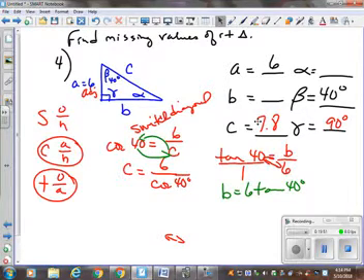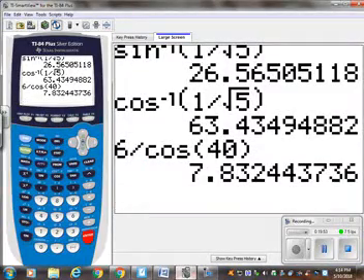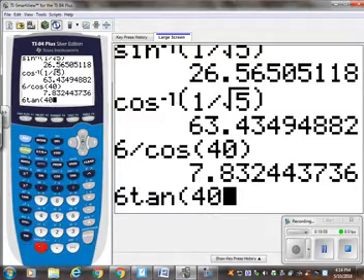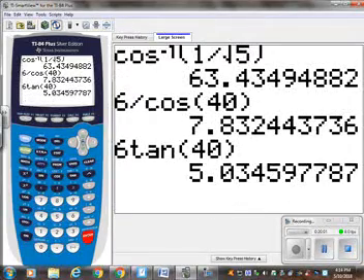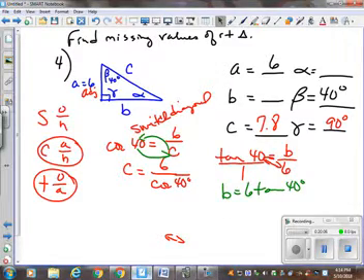So let's look at that. 6 tangent of 40 comes out to be 5.0. 5.0, and yes, you do have to write that 0 because side measurements are rounded to 1 decimal place and angles to whole numbers. So now let's look at, is there any way I can get the angle from the other corner?